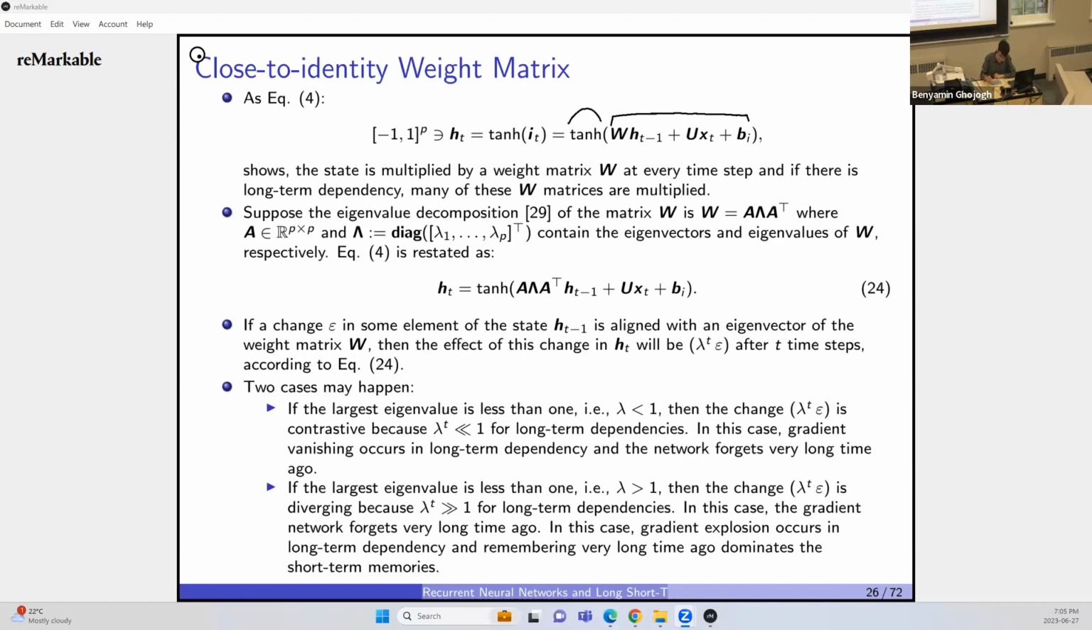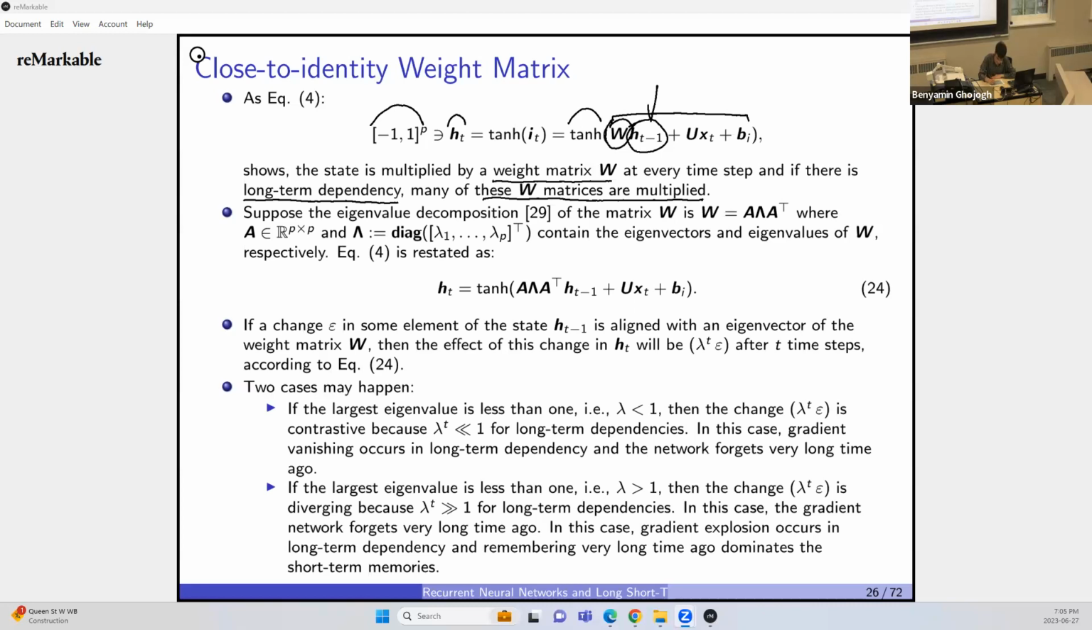But after we pass it to a hyperbolic tangent activation function in order to get the H_t, the hidden state at the time t, right? And that is between -1 and 1. Why? Because hyperbolic tangent is in the range -1 and 1. Okay. And as this shows, the state is multiplied by a weight matrix W. So here we have H_{t-1}, it's multiplied by W at every time step. And if there is a long-term dependency, many of these W matrices are multiplied to each other, right?